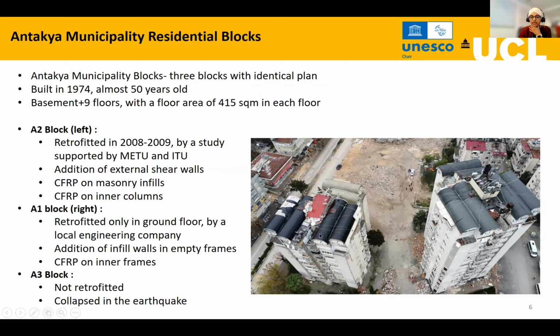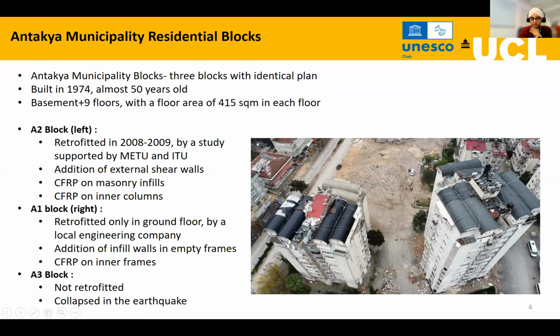This particular building, A2, was retrofitted in 2008-09 as a very specific project by the Middle East Technical University and Istanbul Technical University, which took up this project of assessment of the existing building, its deficiencies, and then designing the retrofit using CFRP and RC shear walls.